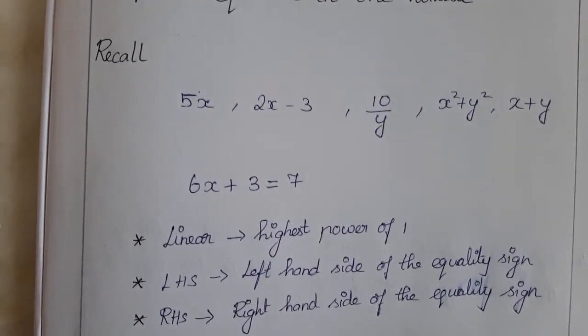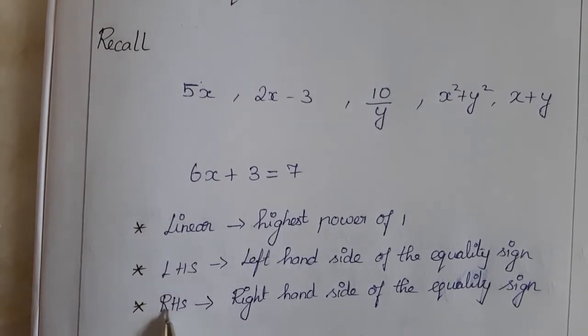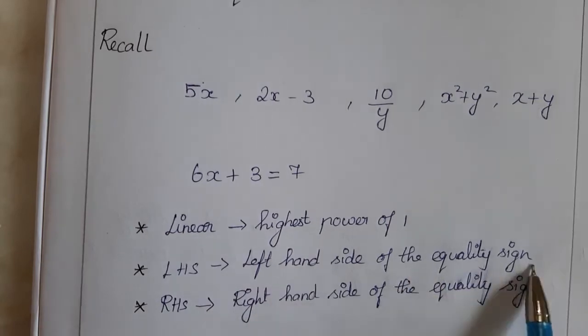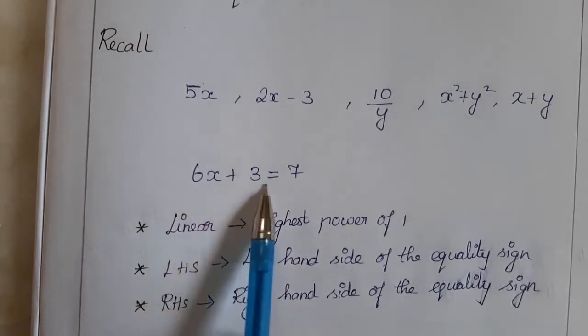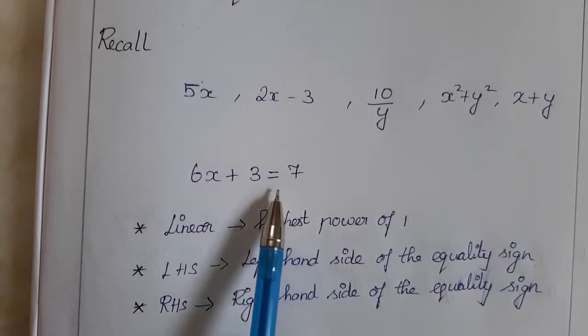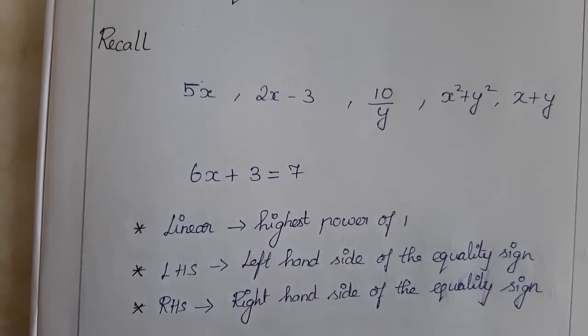Next, we are studying about an equation, so next we are moving to the LHS and RHS. They are parts of the equation. The left hand side of the equality sign, here, is 6x plus 3, and the right hand side of the equation is 7. RHS is the right hand side of the equality sign.